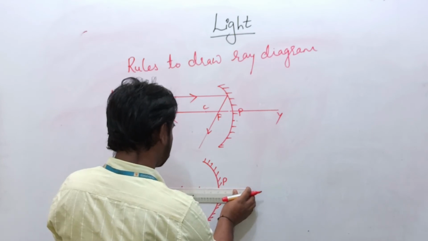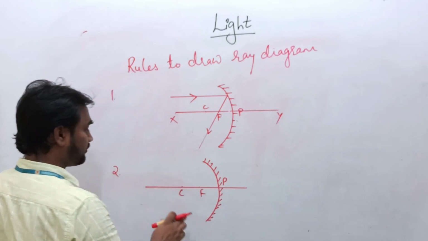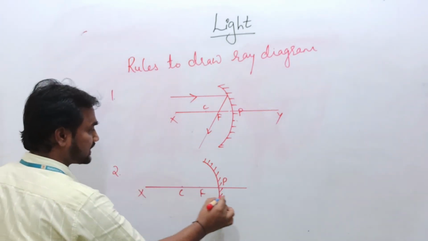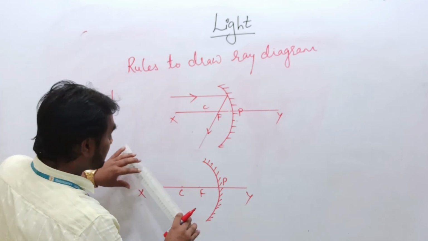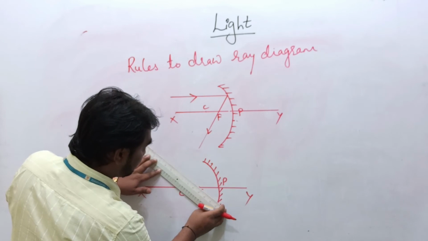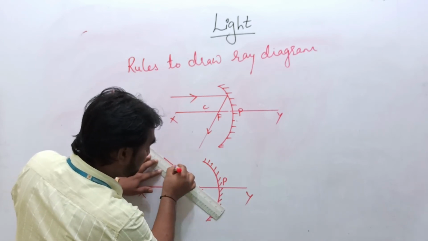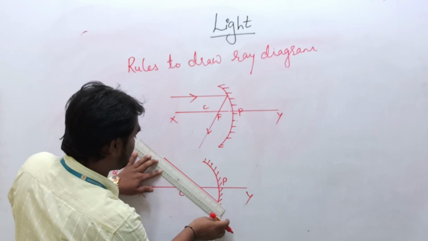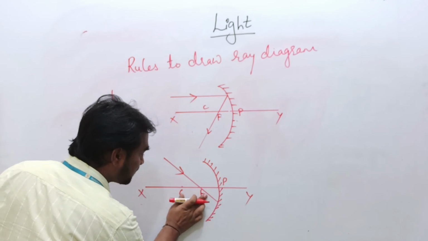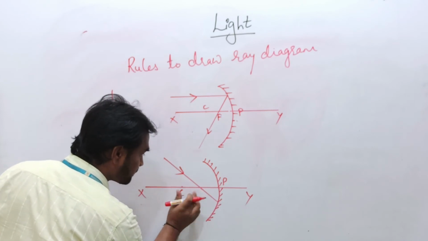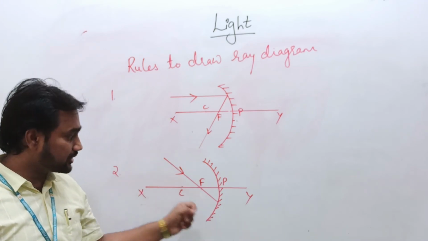Here, the line passing through the center of curvature and the P is the principal axis XY. F is the principal focus. Now, I am making the incident ray pass through the principal focus. So here the incident ray is passing through the principal focus.